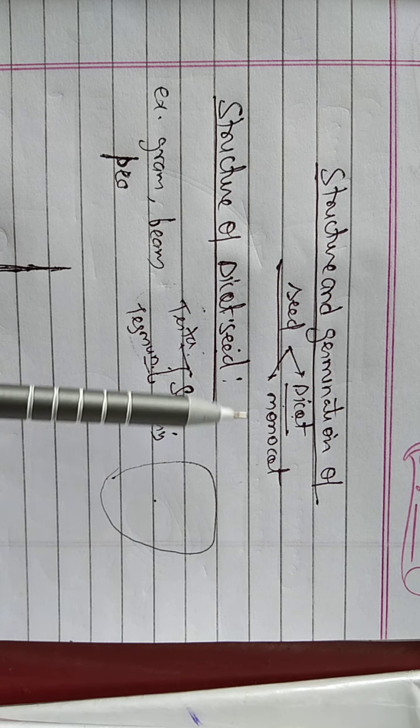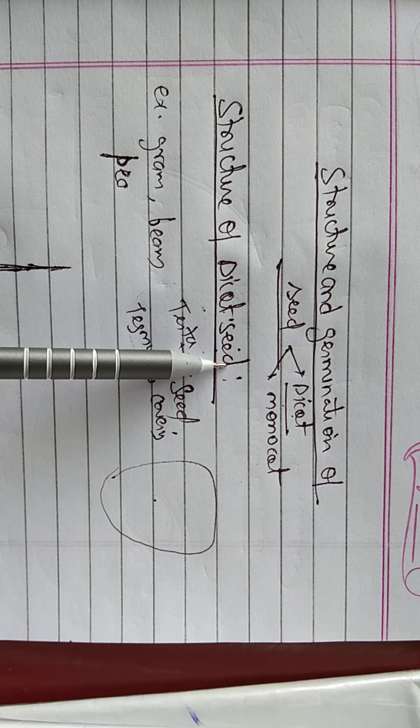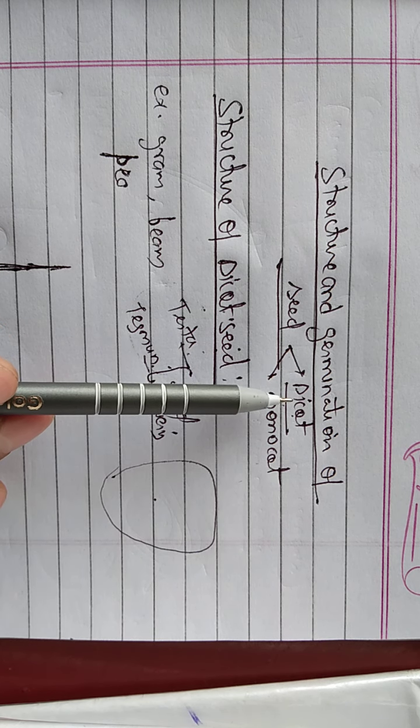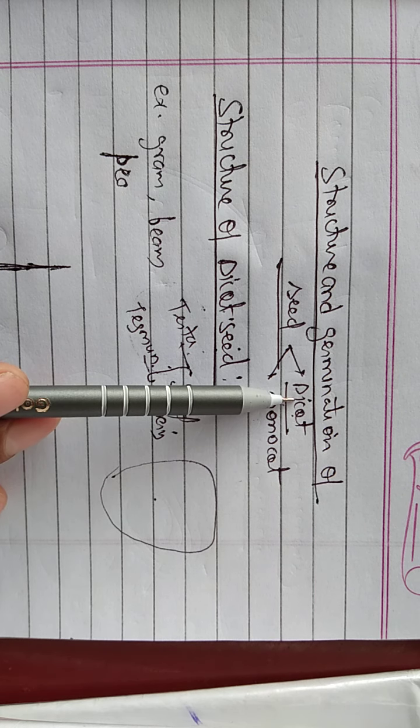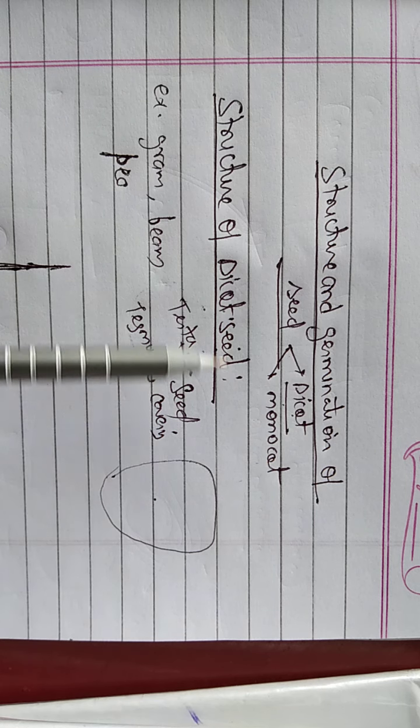Hello everyone, in this video we will discuss the structure of dicot seed. As we know, on the basis of the number of cotyledons present, there are two types of seed, dicot and monocot. Dicot consists of two cotyledons and monocot consists of one cotyledon.